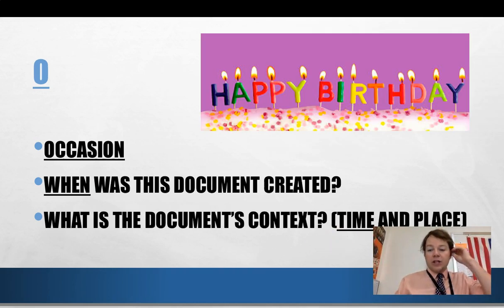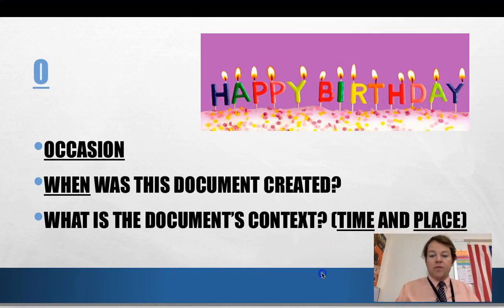Our O is occasion. I'm sure you've heard of this before. If you've ever heard somebody say, oh, it's a special occasion, like your birthday. The date matters, okay? So if you're looking at a document and you're saying, oh, 1776, that's pretty important. That's right around when we declared independence. Or September 11th, 2001. Oh, that's right around the terrorist bombings in New York City. Some dates are going to stick into your head. Some dates may not.